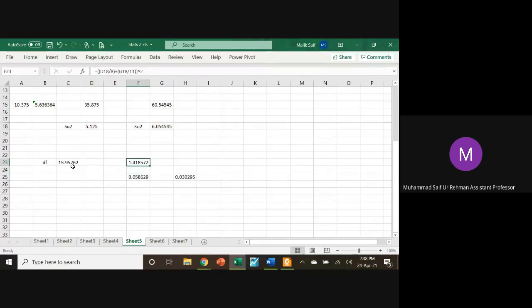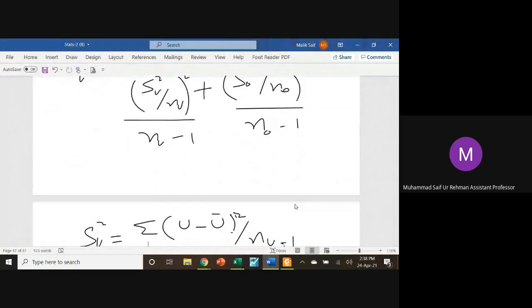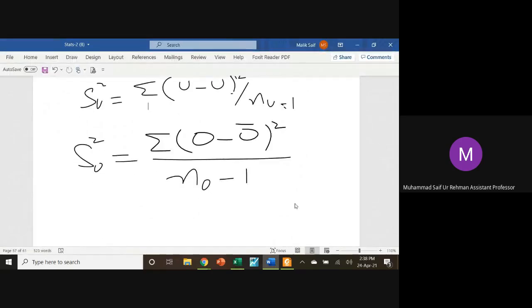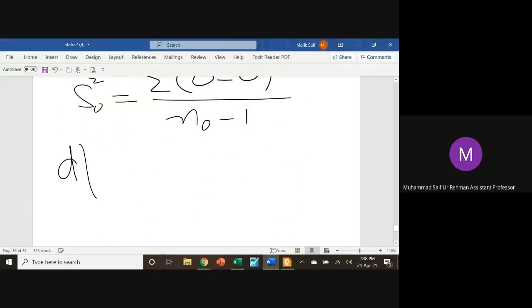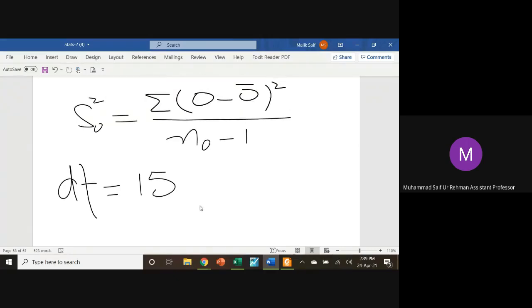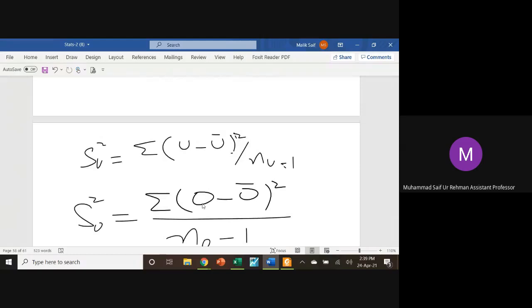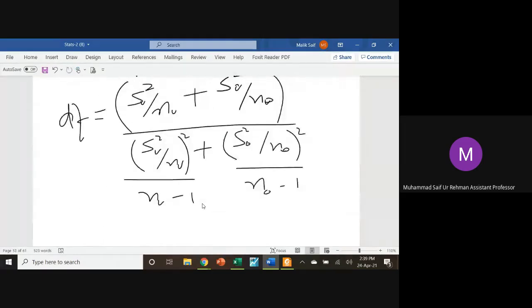If this is the value, so see automatically 15 is there. So it means that it is 15.9. So you will take degree of freedom as 15. You will take degree of freedom as 15. So this is what you have to write down over here. Degree of freedom is equal to 15. Like this. Fine. So now you are able to find out the critical value.